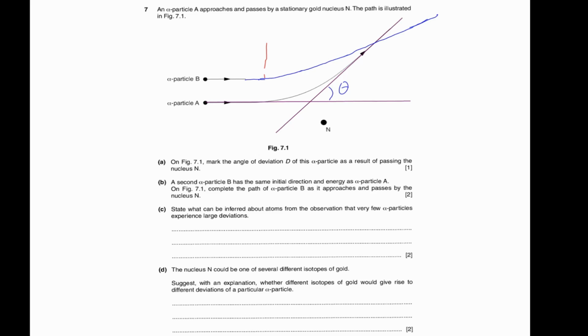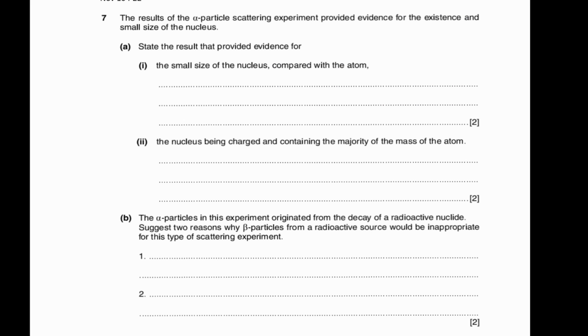deviations. In this question, instead of giving the conclusion, they are asking for the observation. So what are the results that show evidence for the small size of a nucleus compared with the atom? You can talk about most of the alpha particles pass straight through undeflected, okay? And the second one, the nucleus being charged and containing the majority of the mass of the atom. So you can use the other observation, which is a few alpha particles are deflected at angles greater than 90 degrees.